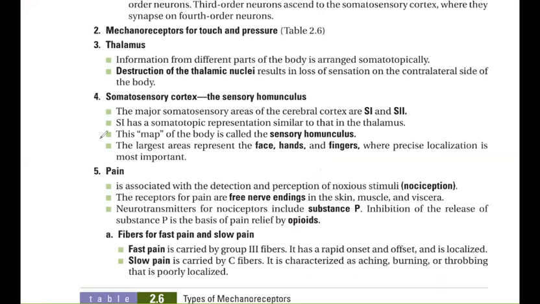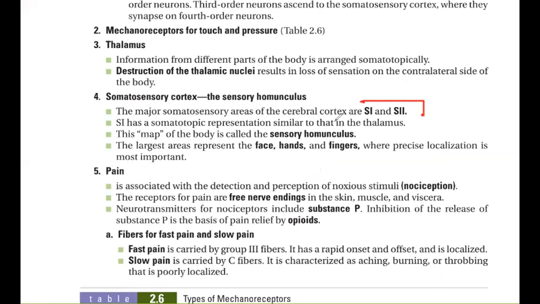So let's see what they have written. They have written very little. The major somatosensory areas of the cerebral cortex are S1 and S2. S1 has a somatotopic representation similar to that in the thalamus. Okay, so S1 and S2, they have divided it into two.